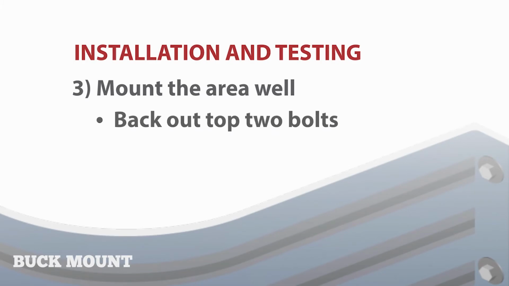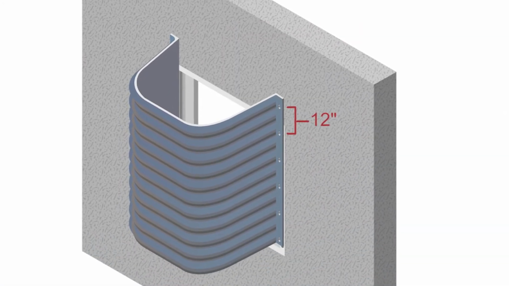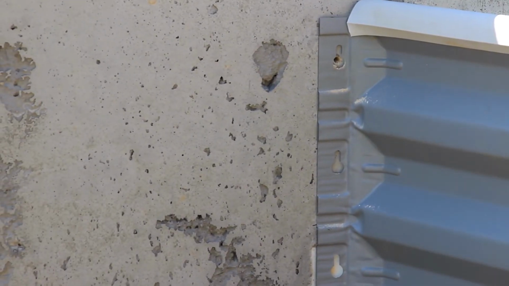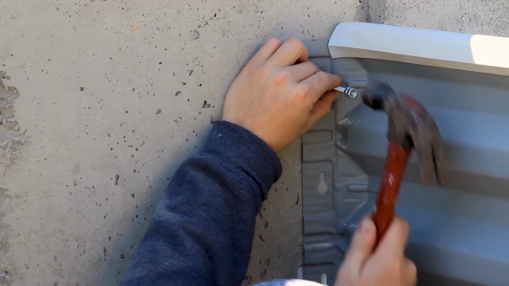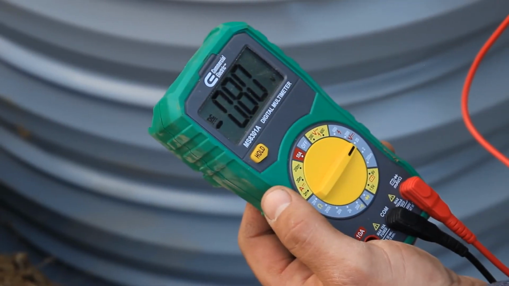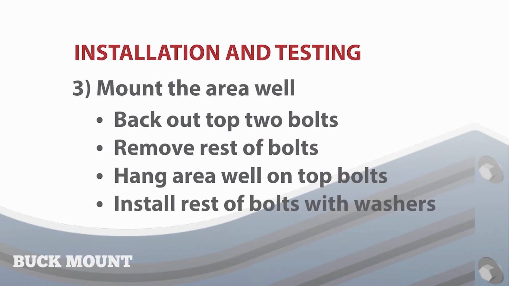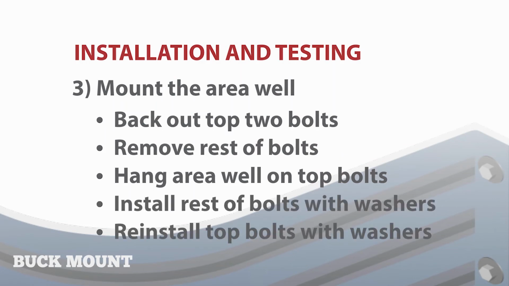Back out the top 2 bolts in the window buck and remove the rest of the bolts. If the grade requires the area well to be installed 12 inches or more above the buck, the top of the area well will need to be secured to the wall with additional concrete attachment bolts. Be sure to do a continuity test on each bolt used outside of the buck. Hang the area well on the top 2 bolts. Install the rest of the bolts with washers, then remove the top 2 bolts and install washers.